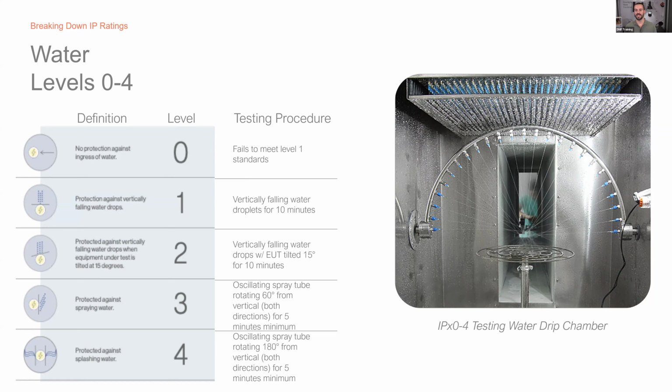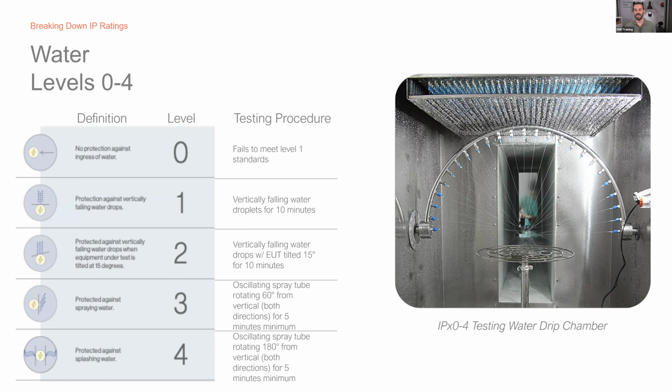All of these levels are tested in a chamber like the one to the right. So on level 1, they use water droplets that come vertically from the top of the enclosure. They just fall straight down and the object is set on that platform. Level number 2 is protected against vertically falling water droplets, but with the enclosure tilted at 15 degrees. So it gives a little bit of a tilt, and same thing, that's done for 10 minutes and then inspected.